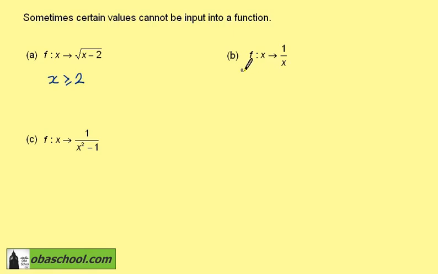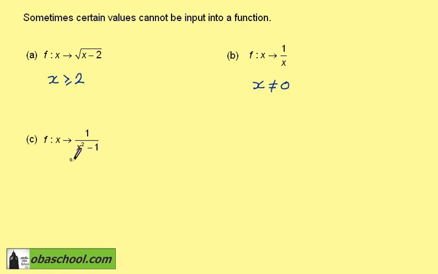If we now consider this function, we're not allowed to divide by a 0. Therefore, x is not allowed to be 0. Any other value is okay, so we just say x is not equal to 0.